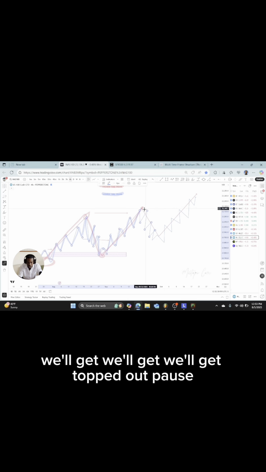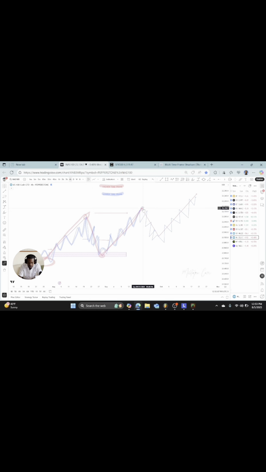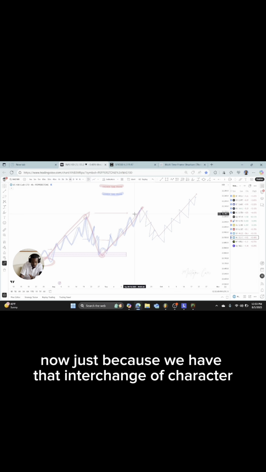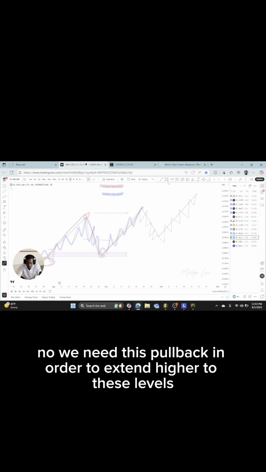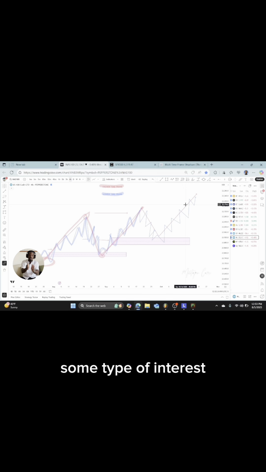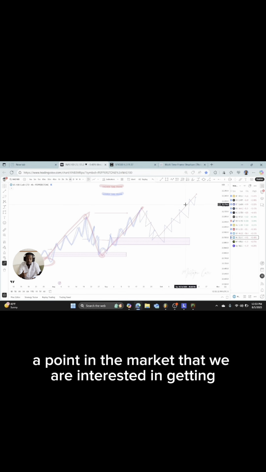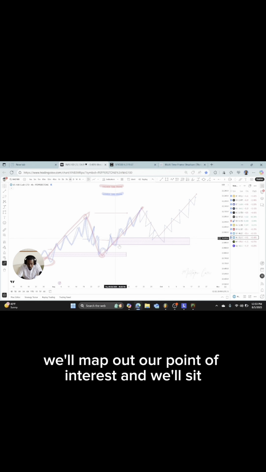We'll get topped out, pause, and we'll have an interchange of character. Now, just because we have that interchange of character doesn't mean that the higher time frame is bearish. No, we need this pullback in order to extend higher to these levels. So it's rinse and repeat. It'll be some type of point in the market that we are interested in getting. So after the pullback, we'll map out our point of interest, and we'll sit.